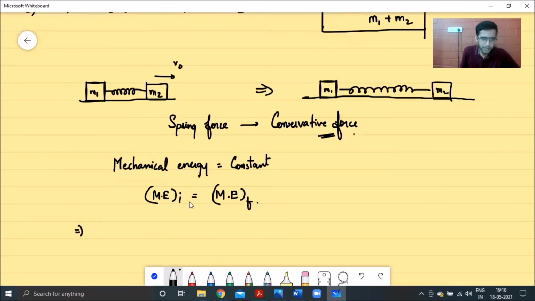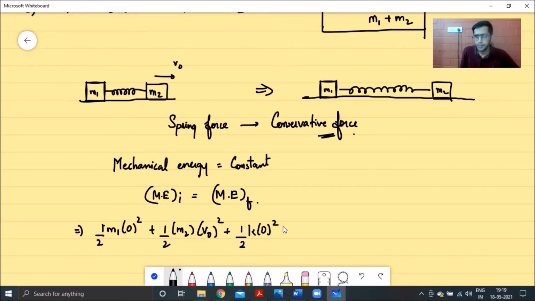And now writing this equation down, what was the initial mechanical energy of the system? Mechanical energy is nothing but kinetic energy plus potential energy. So the kinetic energy of block 1 is 0. Kinetic energy of block 2 is half m2 v0 squared. And what is the potential energy this spring has? The spring is initially not elongated, it is at its natural length. So the initial potential energy of the spring would be equal to 0. And then what will be your final mechanical energy?